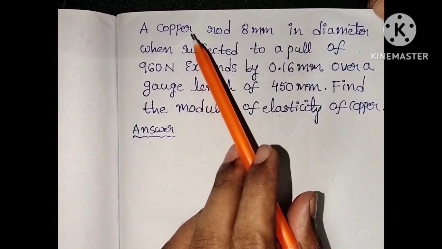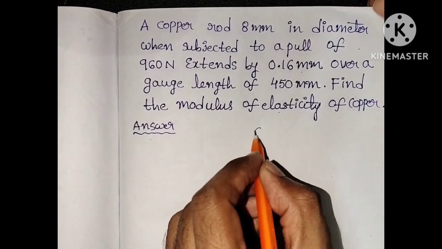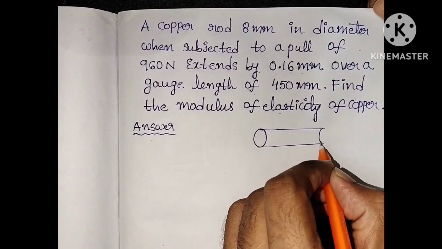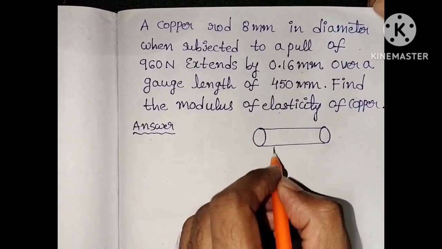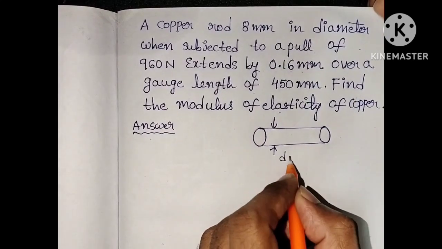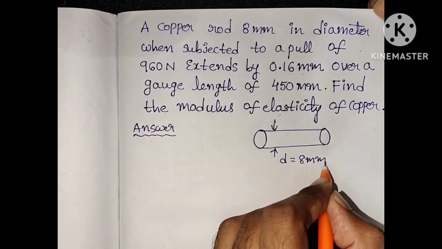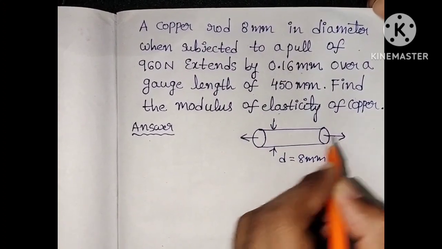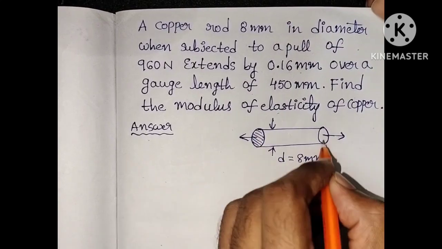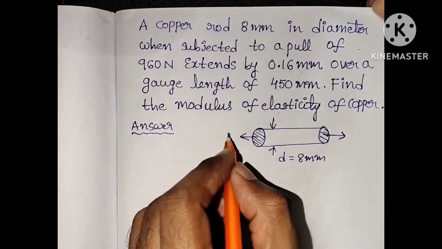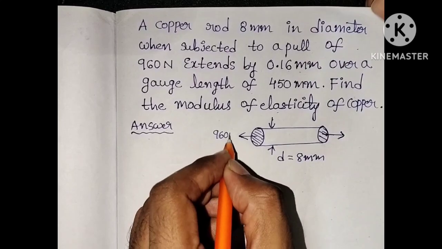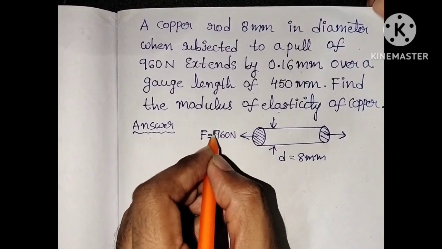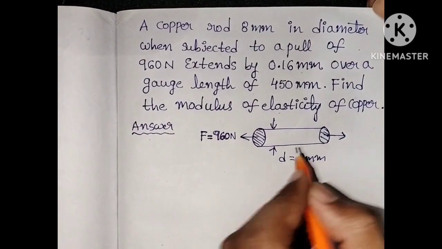So first of all, here there is a copper rod. The diameter of the copper rod, D, is equal to 8 mm, and it is subjected to a pull of 960 newtons. So F is equal to the force. Here the load or force is equal to 960 newtons.